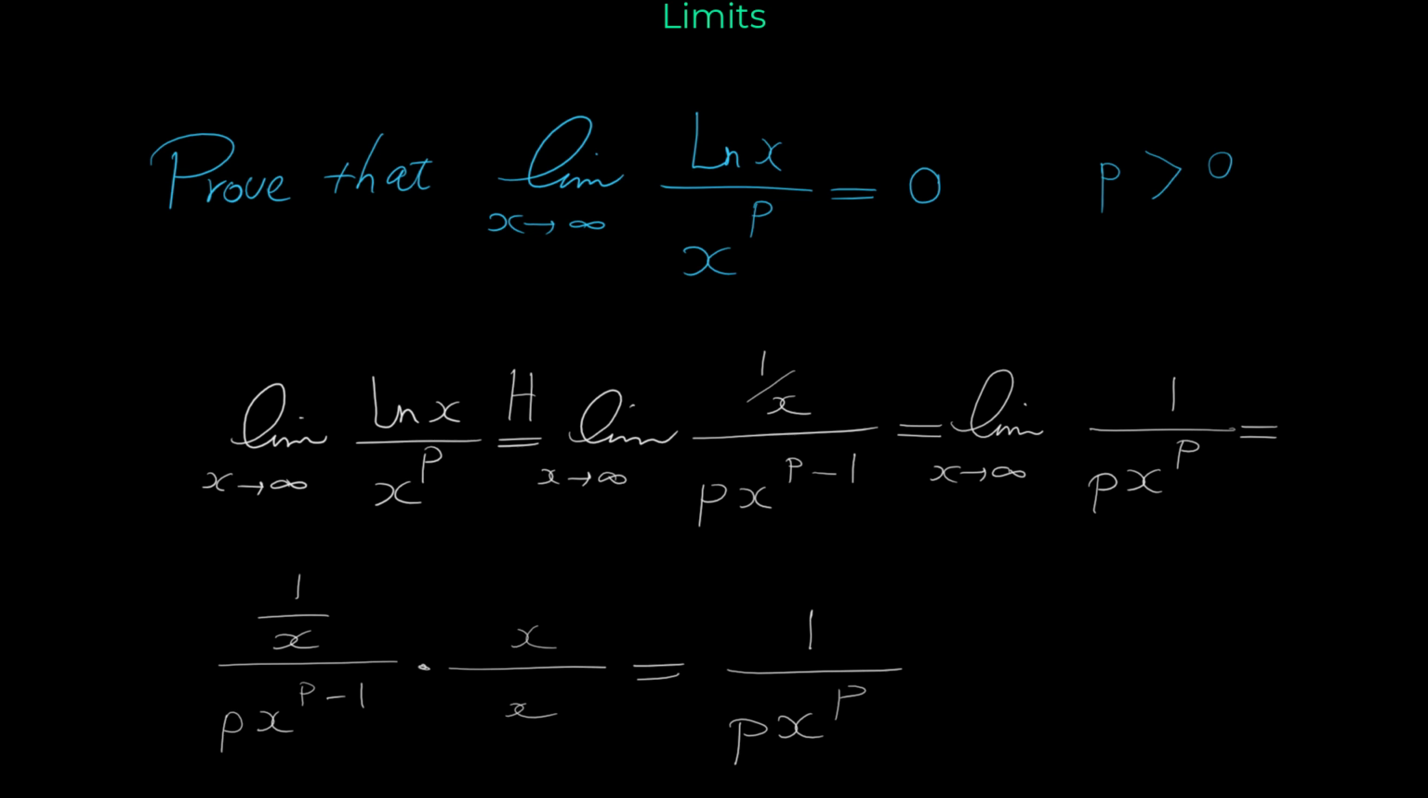And what is this limit? It is simply 0, because x approaches infinity, and the limit of x to the p when x approaches infinity is infinity, and 1 over infinity is 0. And this completes the proof of this limit.